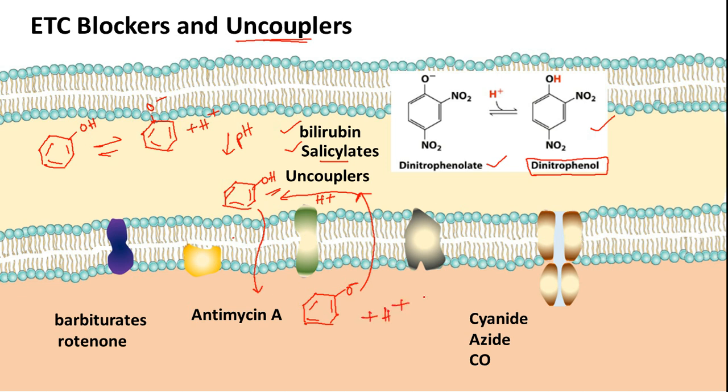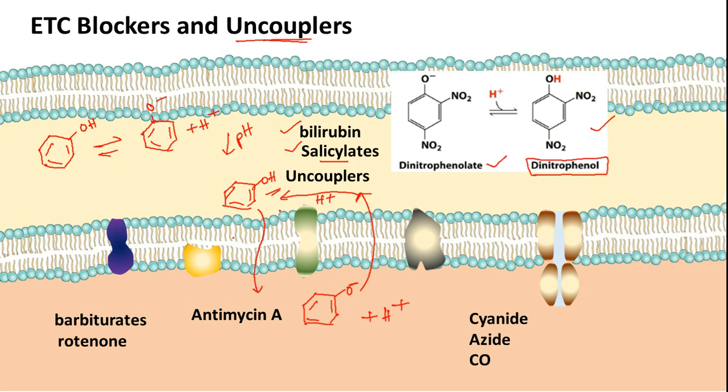So the ultimate objective of the electron transport chain is to build a pH gradient, but this dinitrophenol or salicylate is actually reversing the proton gradient that has been created by the electron transport chain. In that way they are leaking protons through the cell membrane, and so it is going to reduce the proton gradient.